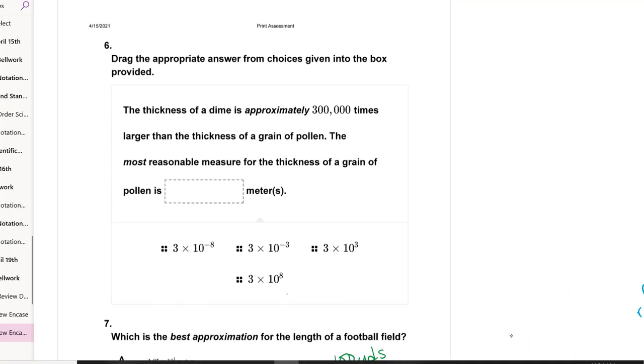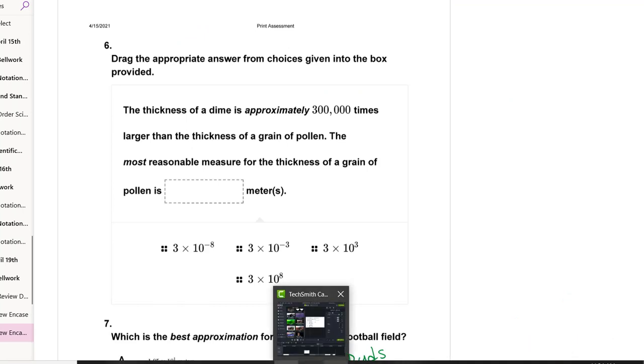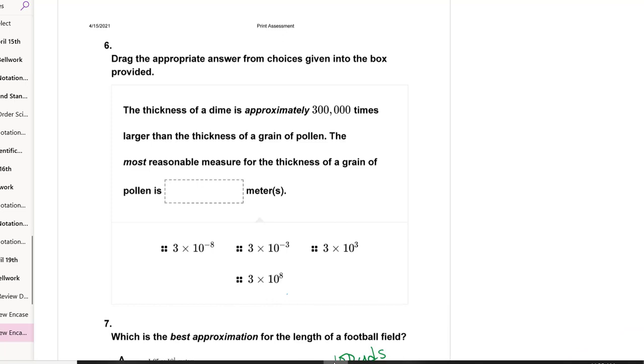Now, I will say that I personally found this next question to be pretty tricky. The thickness of a dime is approximately 300,000 times larger than the thickness of a grain of pollen. The dime is thicker than the pollen, which is sensible, right? The most reasonable measure for the thickness of a grain of pollen is how many meters? First thing, I want you to take note of meters. So let's get rid of some poor answer choices here.